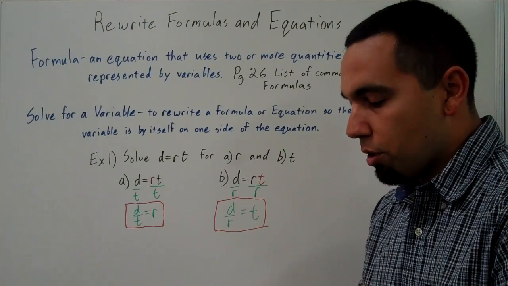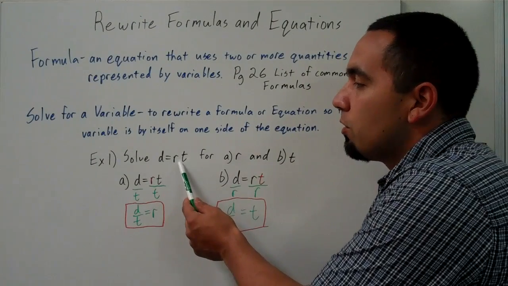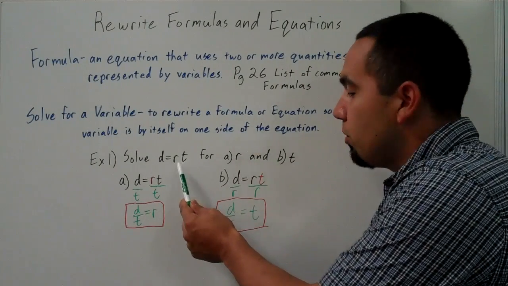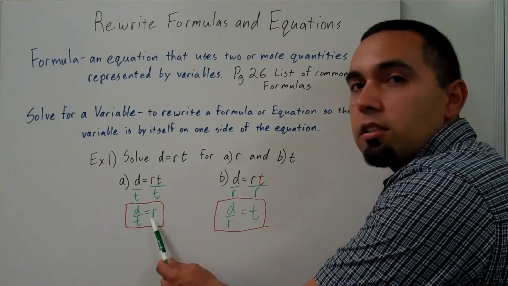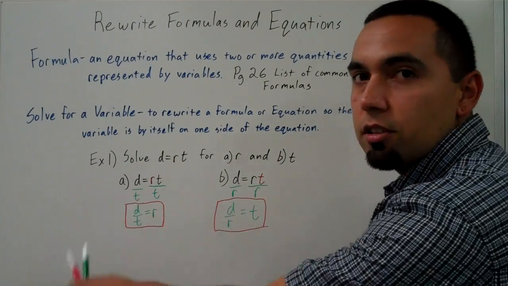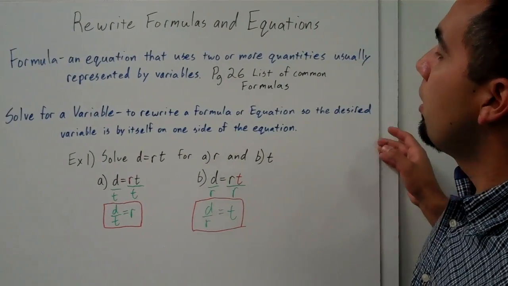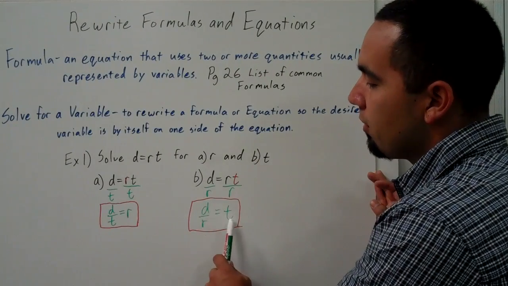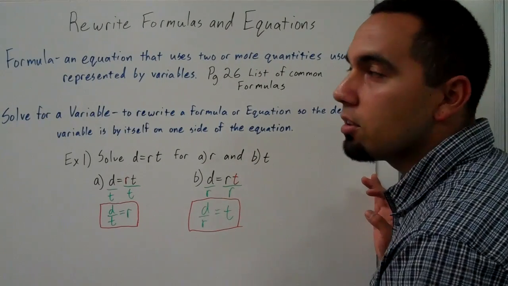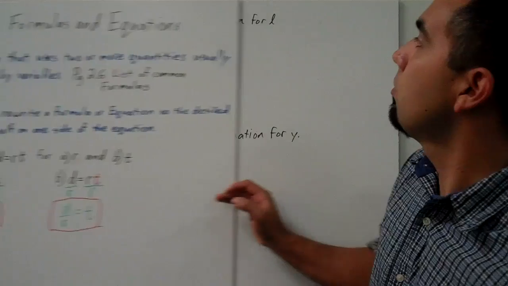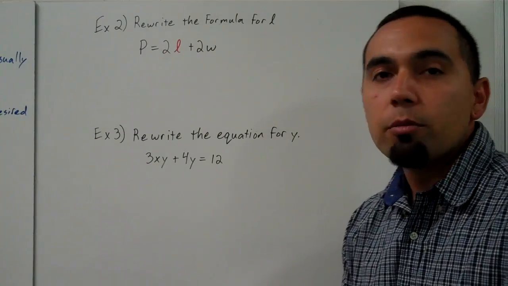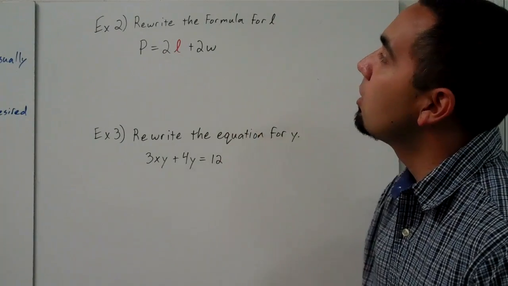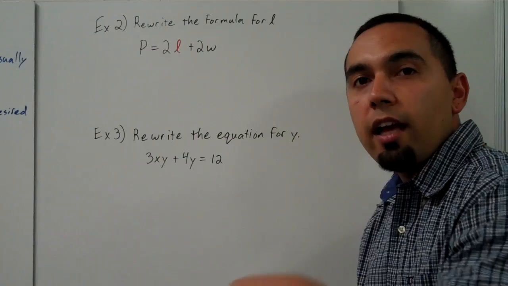I'm just trying to show you that all we're doing here is finding the variable they're asking us to solve for and getting it by itself. Everything else is on the other side. And again, it doesn't matter which way you go. I could have the t on this side and the d and the r on this side, as long as it's by itself.